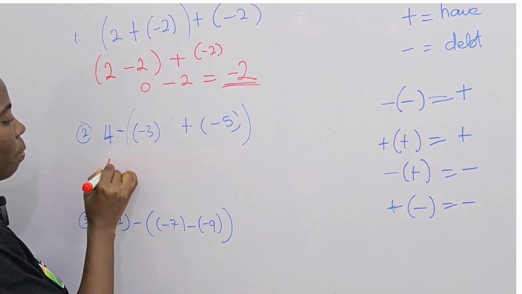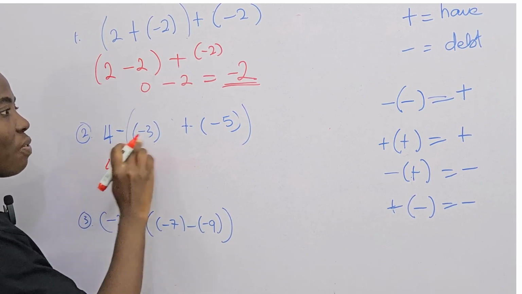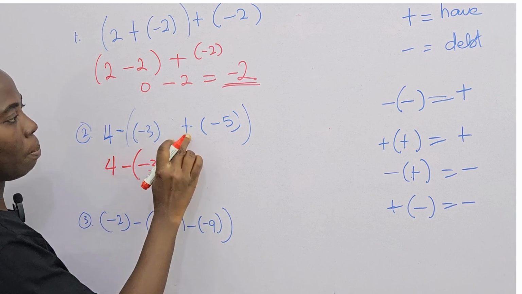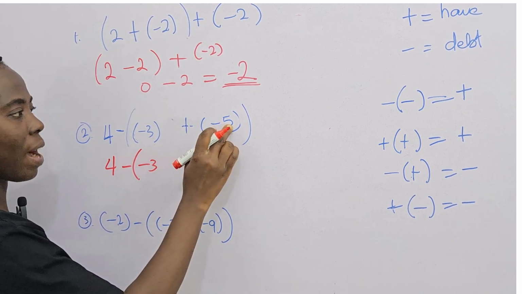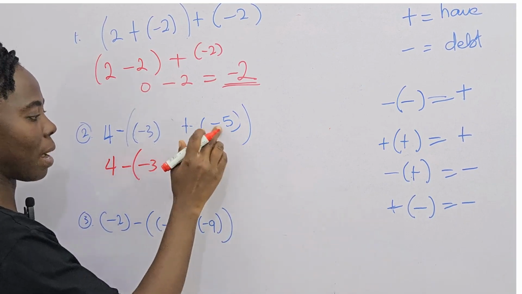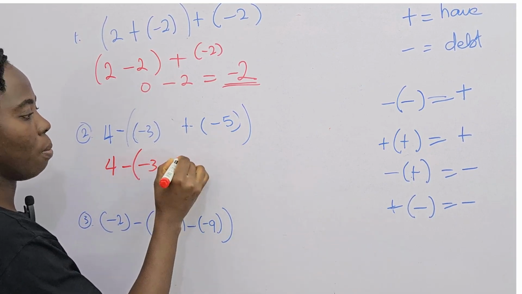So we have 4 minus, let's address this bracket, which is minus 3 plus minus 5. Plus and minus give us minus. So minus 5.